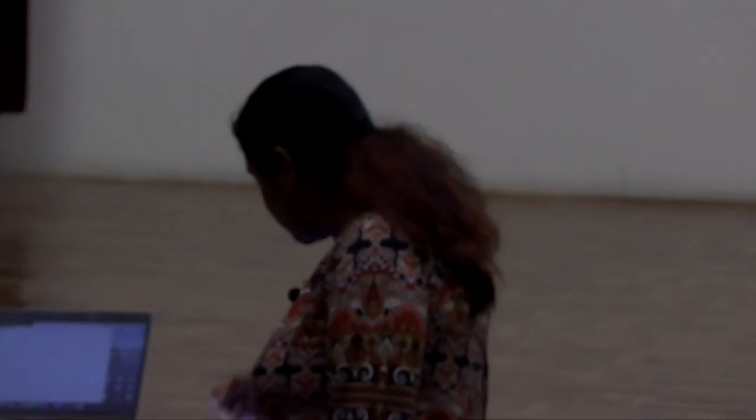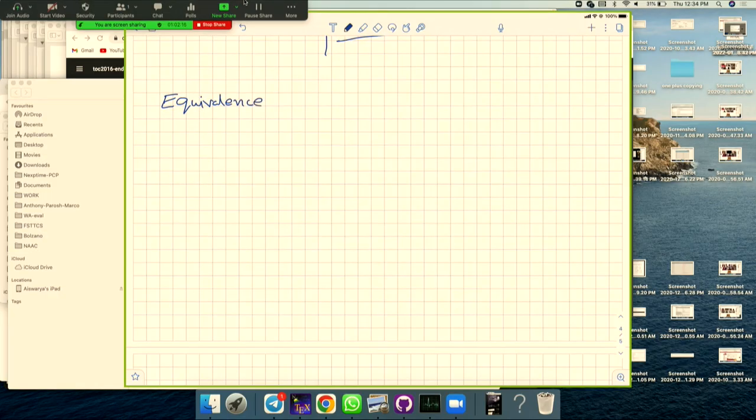This question is the equivalence problem. Given two such graphs which represent potentially two different series, do they represent the same series, or the same function?